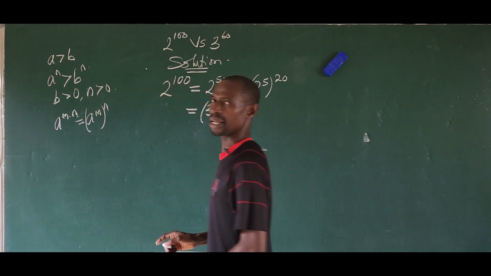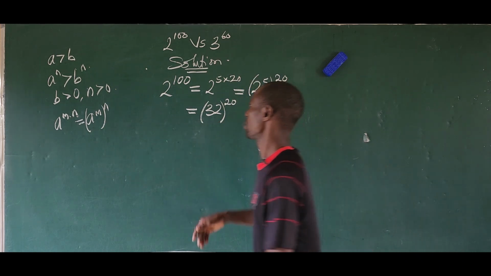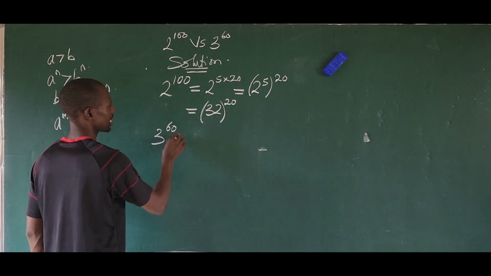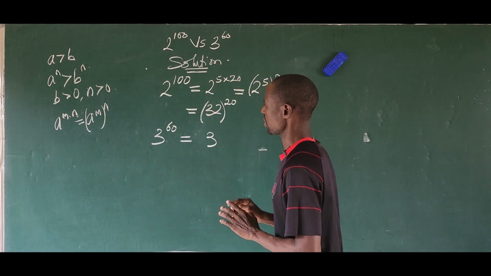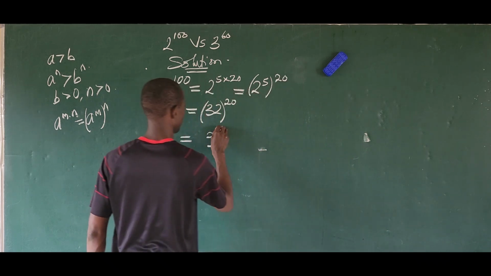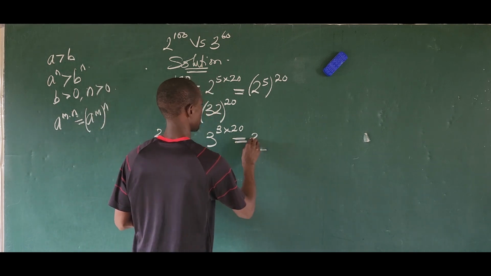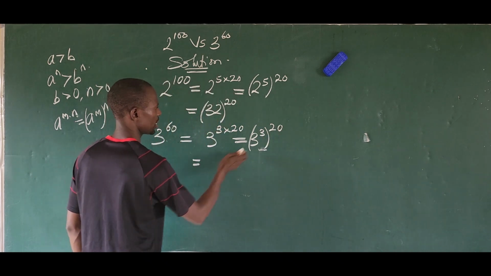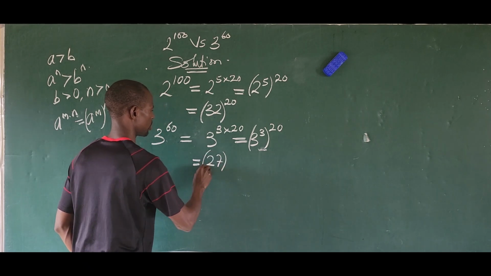So we have a power of 20 here. Let's see if we can get the power of 20 from this, then we check the base number. So now we take the second one, which is 3 to the power of 60, equal to 3 to the power of what? So 60 can be expressed as 3 times 20. Applying the law of indices, we can separate this to be 3 to the power of 3, all raised to the power of 20. And so 3 to the power of 3 gives us 27. So we have 27 all raised to the power of 20.